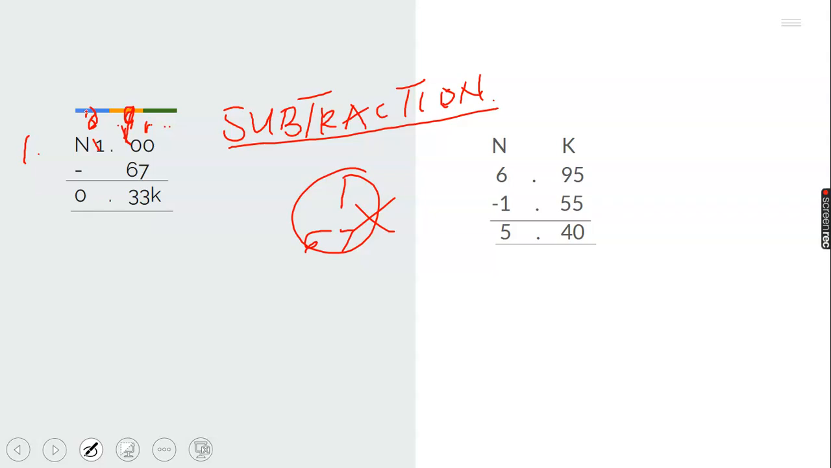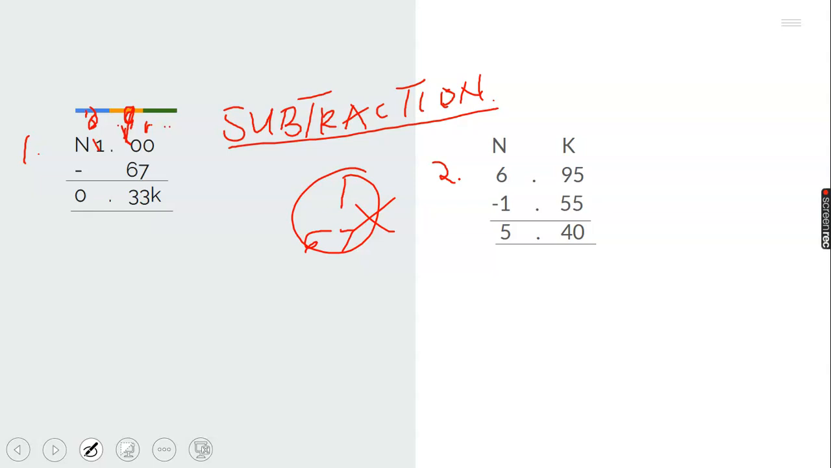Is that understood? Now let's look at the second example. Here we have 6 naira 95 kobo, take away 1 naira 55 kobo. It is arranged already. All you have to do is just to take away.